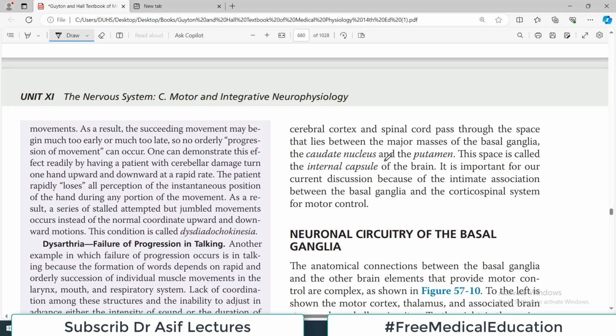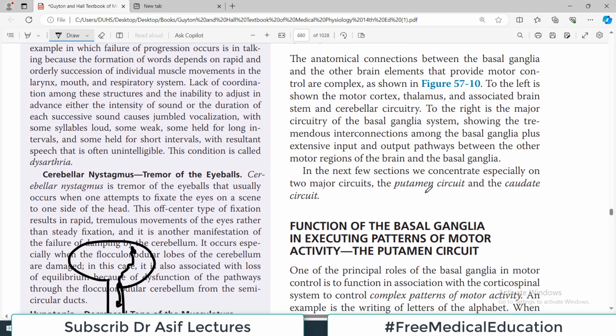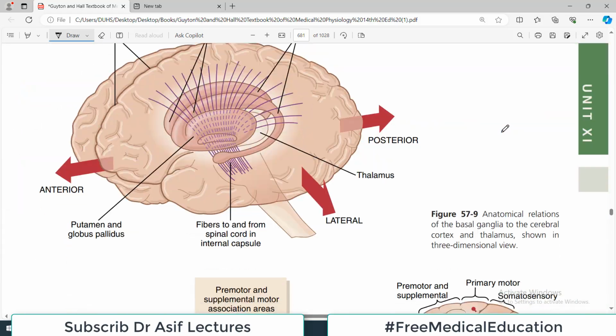मेजर जो masses हैं बेसल गैंग्लिया का, या जो मेजर पाथवेज आप कह लें, they are largely divided into two circuits, and the two circuits are named somewhere. They are called the putamen circuit and the other circuit is called the caudate circuit. अभी इसकी डिटेल्स हमने देखनी हैं. ठीक है. This is what we have to discuss.